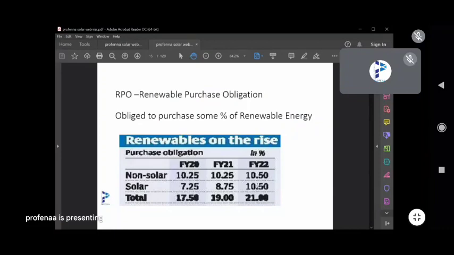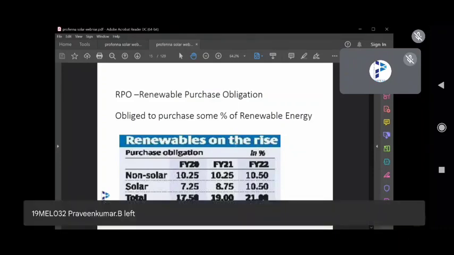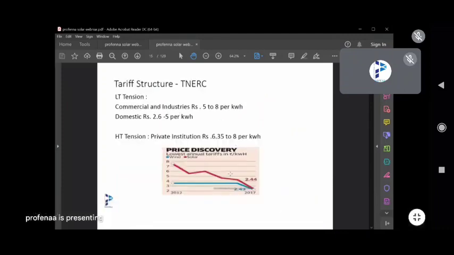But 10% of energy I must get from green, whether it is solar or wind or bio. That is RPO, renewable purchase obligation. This is the tariff structure. Every year the structure will be changed for the electricity board.